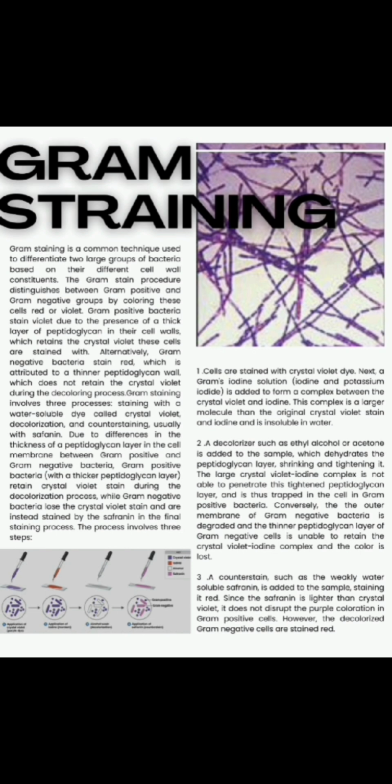The third step is counterstaining: a counterstain such as weakly water-soluble safranin is added to the sample, staining it red. Since the safranin is lighter than crystal violet, it does not disrupt the purple coloration in the gram-positive cells. However, the decolorized gram-negative cells are stained red.